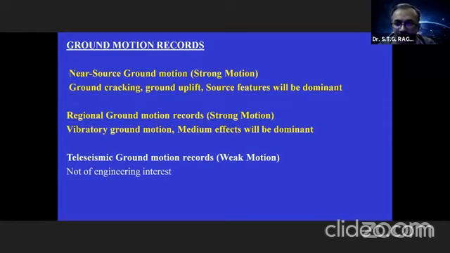Then we have regional ground motion, that is far away, but not so far away, where vibration is dominant. And then we have teleseismic, that is very, very far away, and we call this a weak motion, and these are not of engineering interest. Now whatever zone map and hazard analysis I have shown you is perfectly valid for regional ground motion. But when you are located very close to the fault, there are some special features, and you may have to take some extra care in designing these structures.